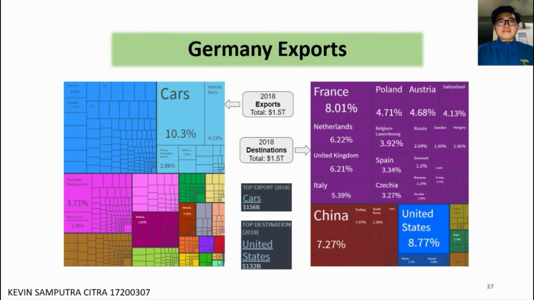The visualization on the right is Germany's export partners. The most common export partners for Germany are the United States, $132 billion or equals to 8.77% out of 100%. France, $121 billion or equals to 8.01%. China, $109 billion or equals to 7.27%. Netherlands, $93.6 billion or equals to 6.22%. And United Kingdom, $93.4 billion or equals to 6.21%.